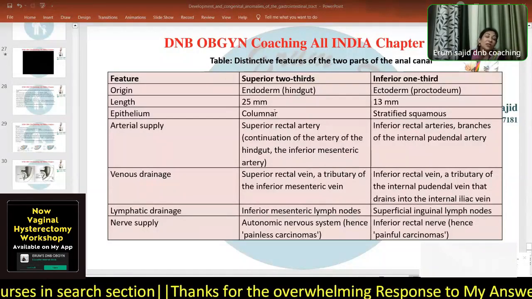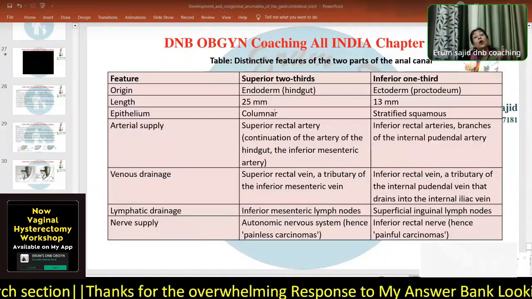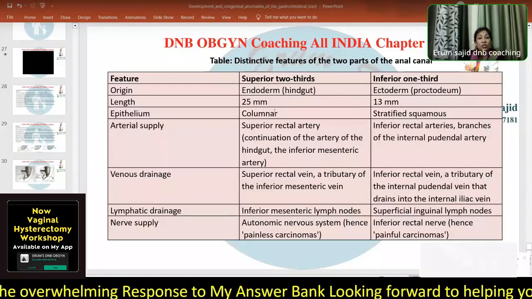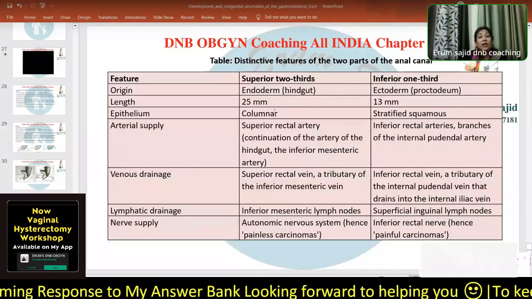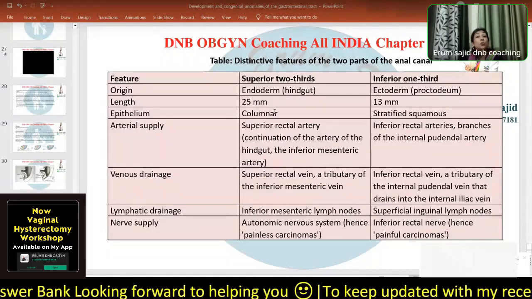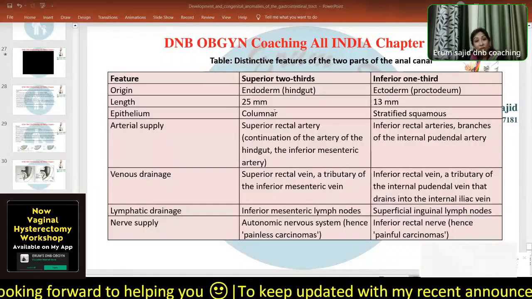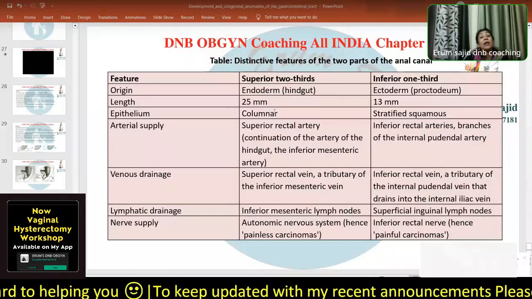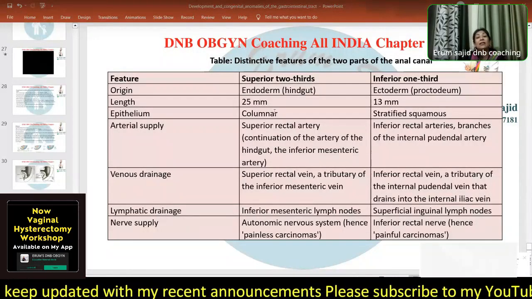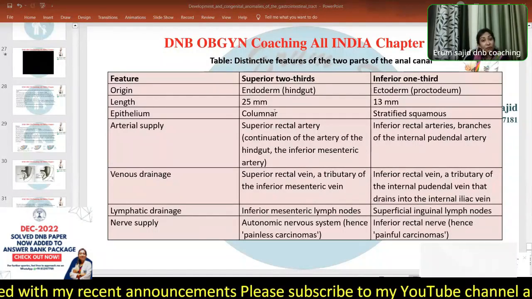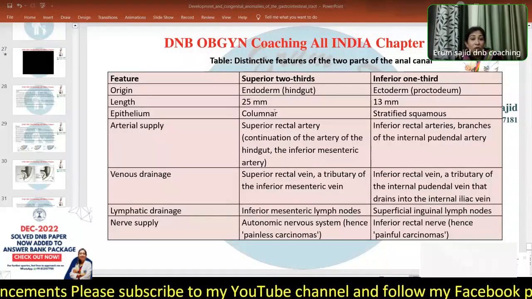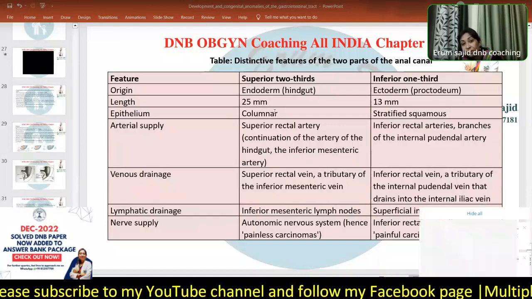In a similar way, the venous drainage is similar. The superior rectal vein is a tributary of the inferior mesenteric vein, and the inferior rectal vein is a tributary of the internal pudendal vein, which drains into the internal iliac vein. All right. Lymphatic drainage: inferior mesenteric nodes for the superior part, and superficial inguinal nodes for the inferior 1/3. That is why the nerve supply is also different. The autonomic nervous system supplies the superior 2/3, and the inferior 1/3 is supplied by the inferior rectal nerve. So the inferior rectal nerve causes a painful carcinoma, and the superior 2/3, supplied by the autonomic nervous system, gives a painless carcinoma.